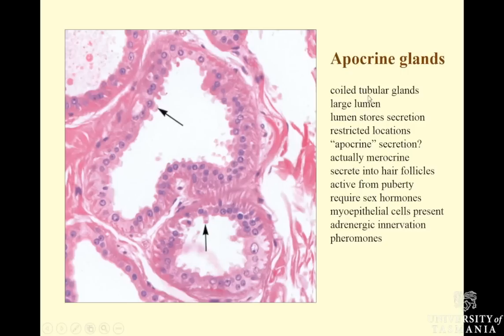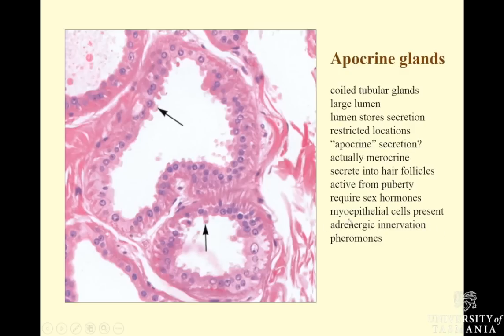So, coiled tubular glands, we talked about that. It has a large lumen. The lumen stores its secretions. It's restricted in location to the axilla and the anogenital regions, as we talked about. They secrete into hair follicles, so not directly onto the surface, like eccrine. Active from puberty, they require sex hormones. We do have myoepithelial cells, which are probably these stripy cells here. So these are the myoepithelial cells, just like we saw with the eccrine sweat glands.